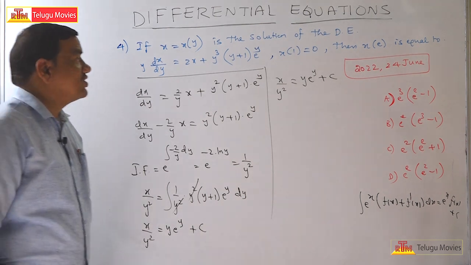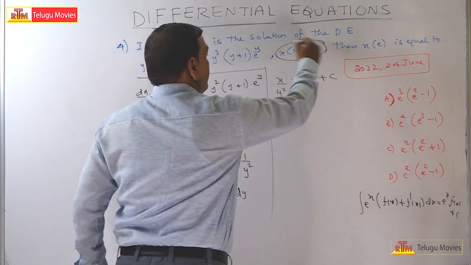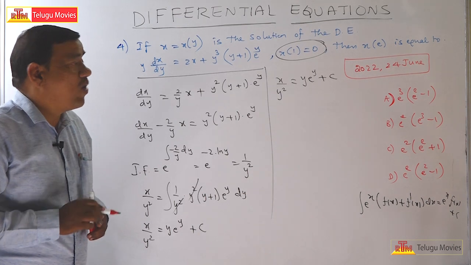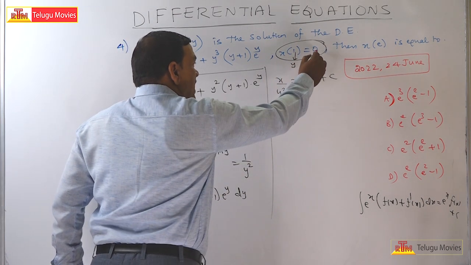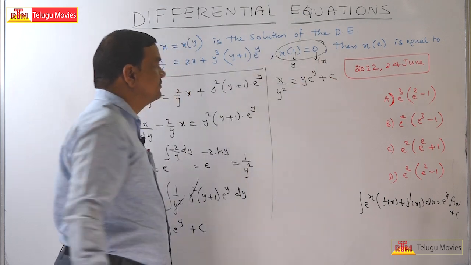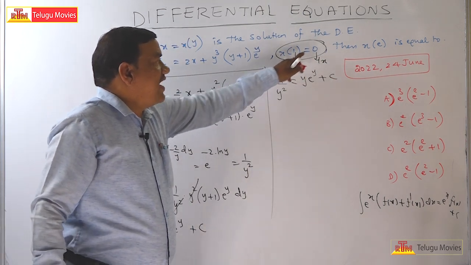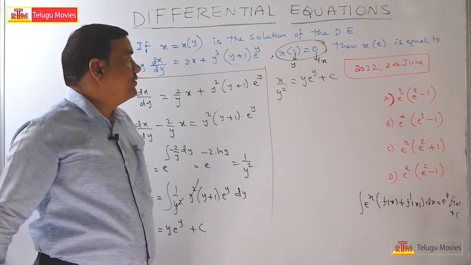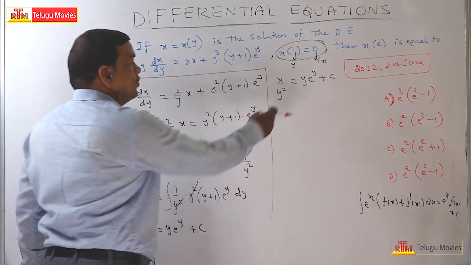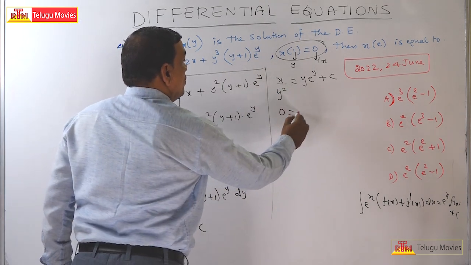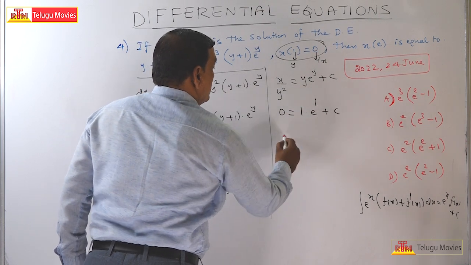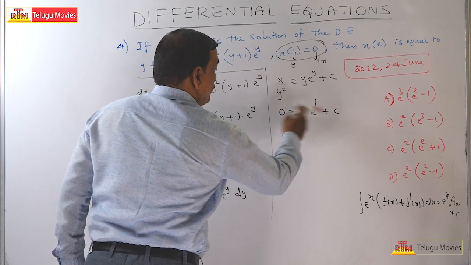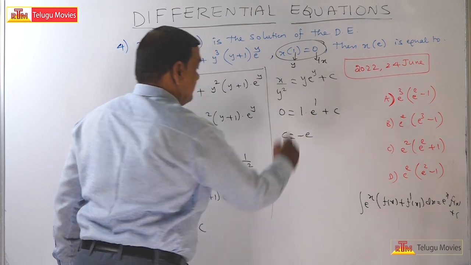To find the constant of integration, one hint is given. What is that? x of 1 is equal to 0. Be careful that this value is y and this value is x, in reverse order. So y is equal to 1 and x is equal to 0. So the whole left side becomes 0, equal to 1 into e to the power of 1 plus c. Therefore, c is equal to minus e.